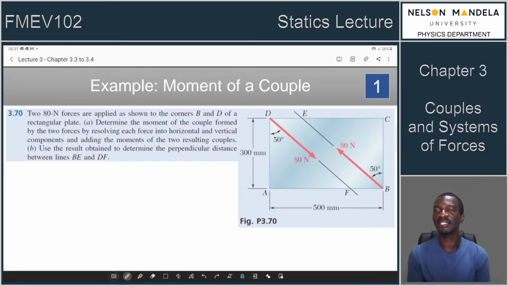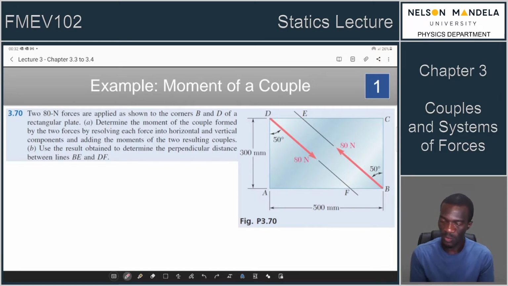Question 3.70 says, two 80 Newton forces are applied as shown to the corners B and D of a rectangular plate. Determine the moment of the couple formed by the two forces by resolving each force into horizontal and vertical components and adding the moments of the two resulting couples. So you've been given a method already to find this solution.